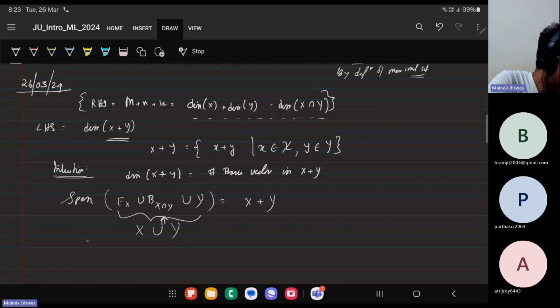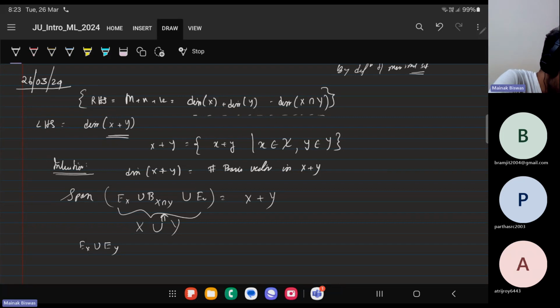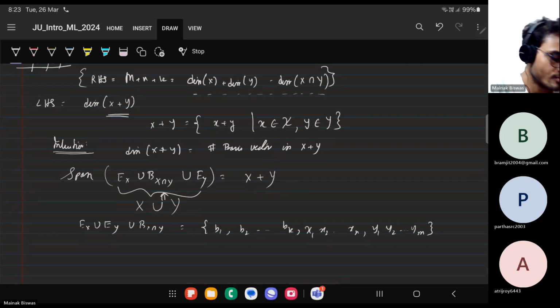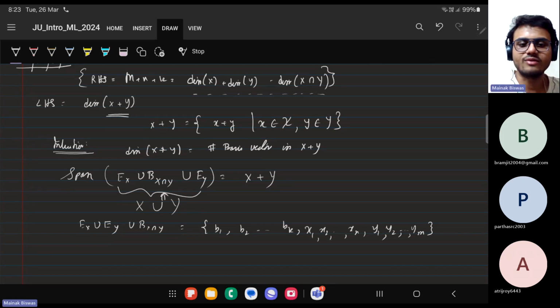Good. So now tell me, what is BX union BY intersection BX union BY? This is B1, B2 dot dot dot BK, X1, X2 dot dot dot XN, and Y1, Y2 dot dot dot YM. Yes or no? Okay with everyone? This is the set of the basis vectors.